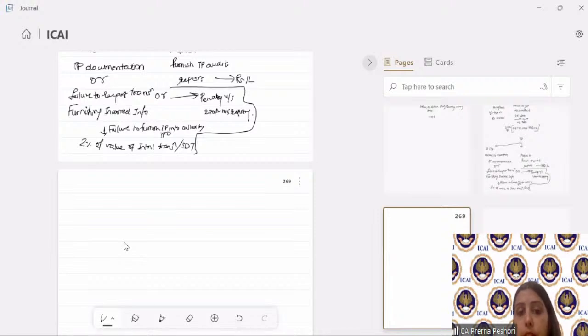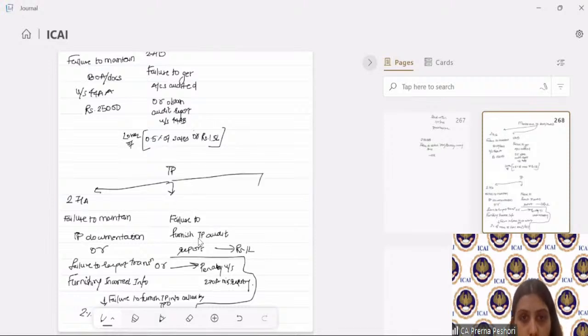Next TP specific penalty is in respect of country by country reporting. We will learn what is country by country reporting when we go to the transfer pricing class. But for now, remember this penalty. That time also we will again refer back to this. So non-furnishing of country by country reporting, which is called CBCR.